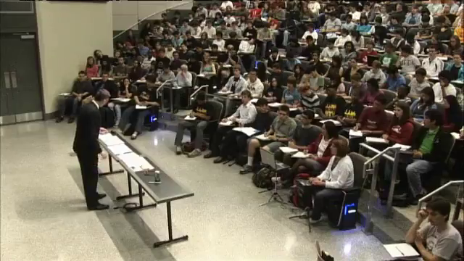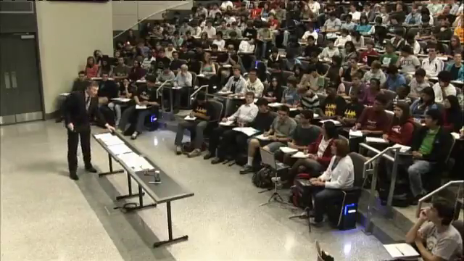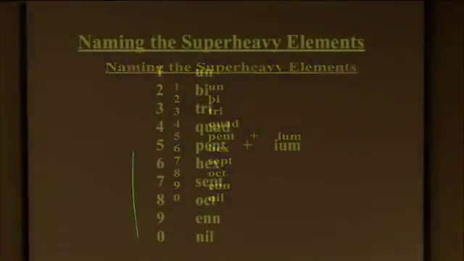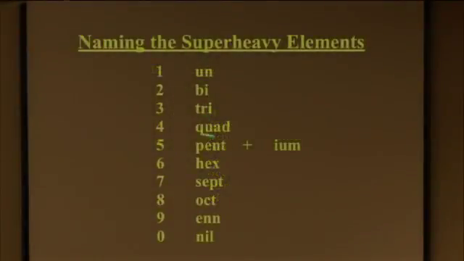And so we take a look carefully at what the nomenclature is. The way you name them is by using these Latin ordinals, so un, bi, tri, quad, and so on.